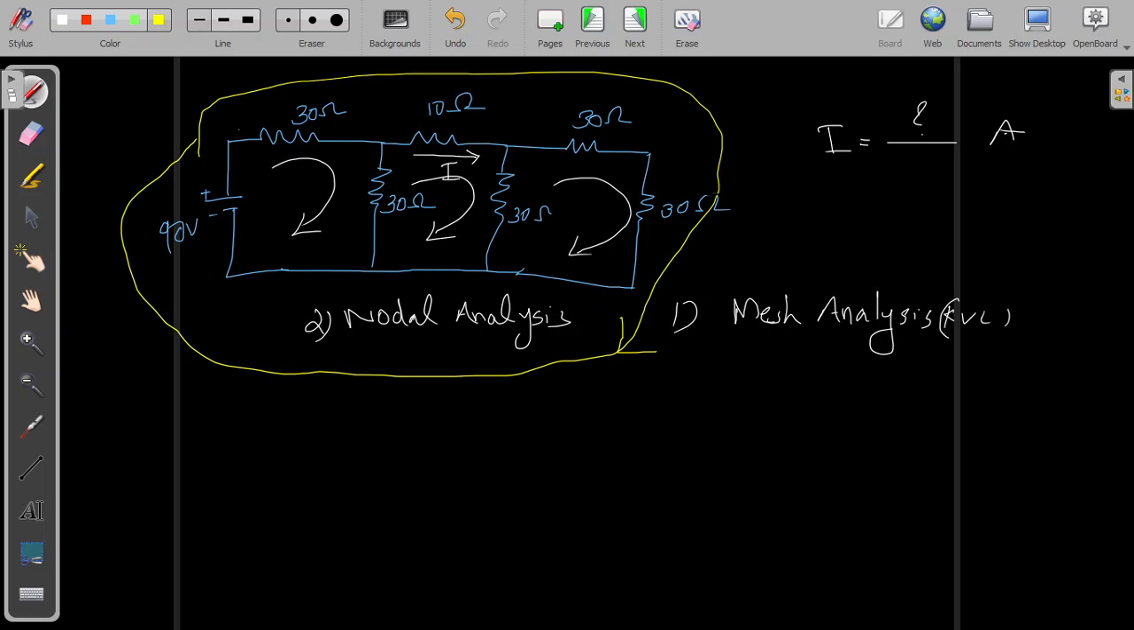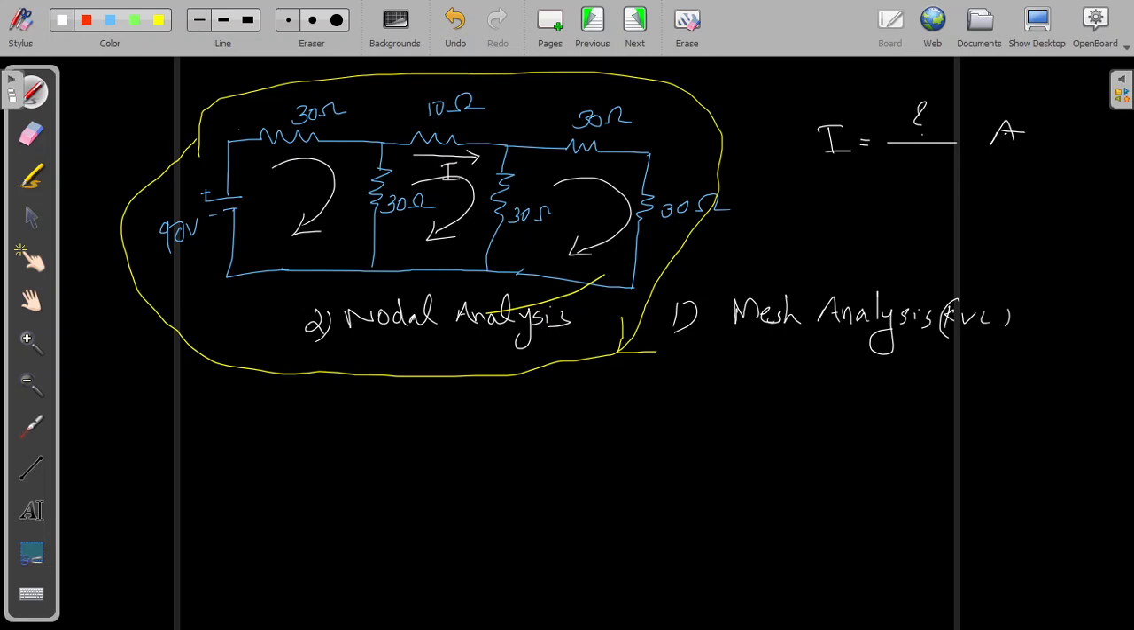So this loop, which is marked in yellow color, is a loop, but it is not a mesh because inside this loop we have so many closed paths. So it cannot be considered as a mesh. So we have three meshes, M1, M2, and M3, you can call them.